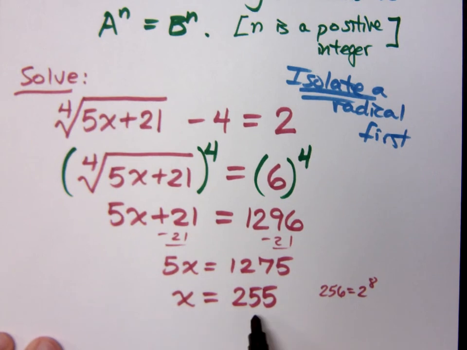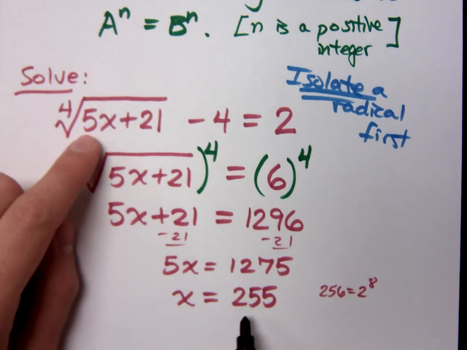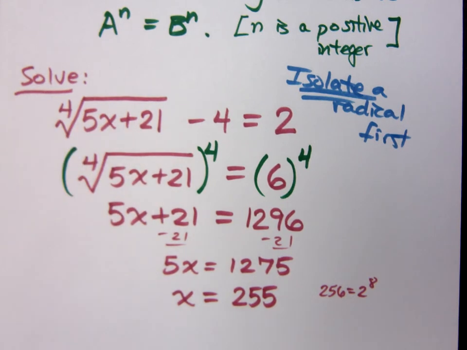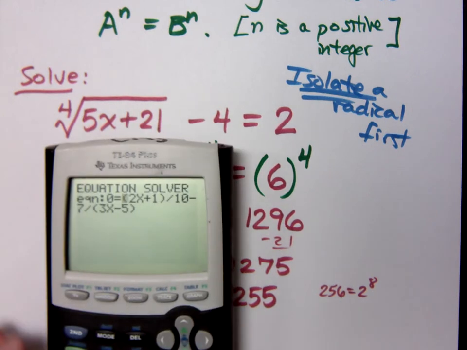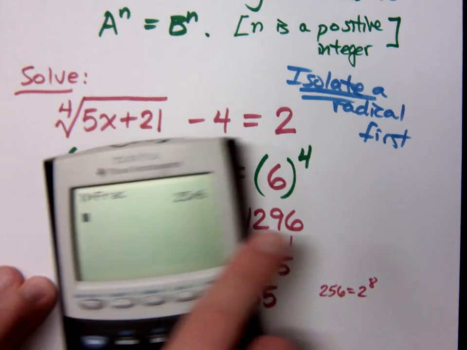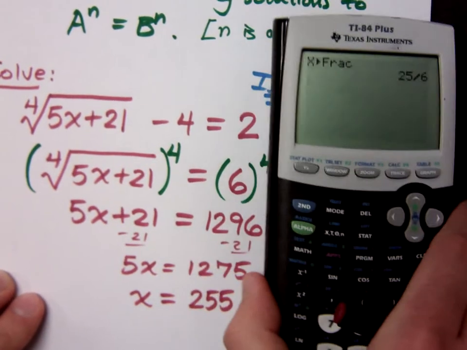Now you always want to check these. If you plug this back in, is it going to work? Well, if you do 255 times 5, you get 1,275 plus 21 is 1296. What's the fourth root of 1296? How can I do that on the calculator? 6. Right. Oh, it's 6? Yeah, seriously. It's 6.